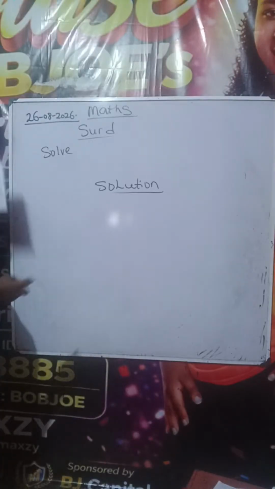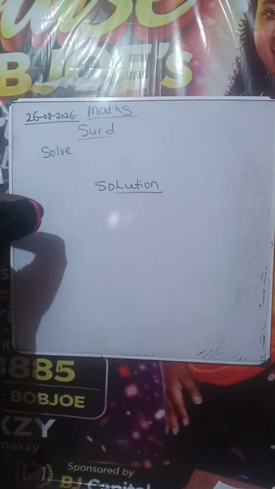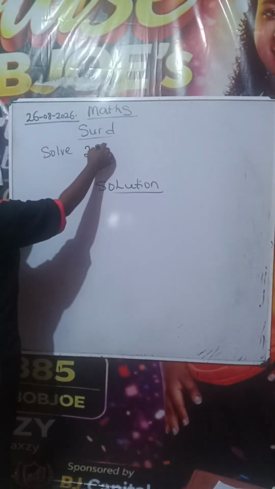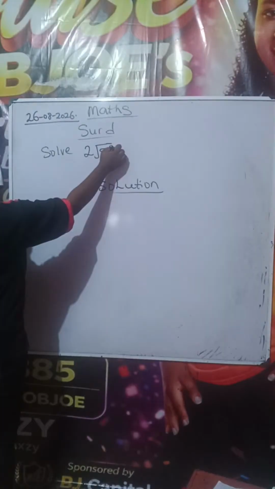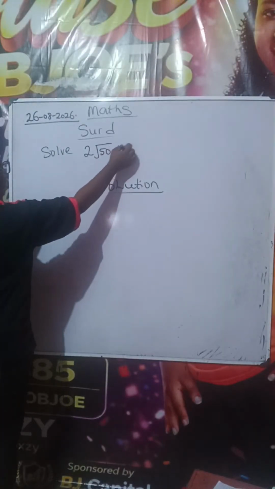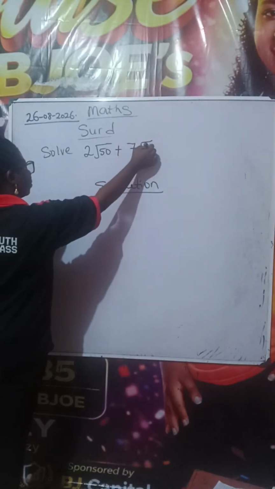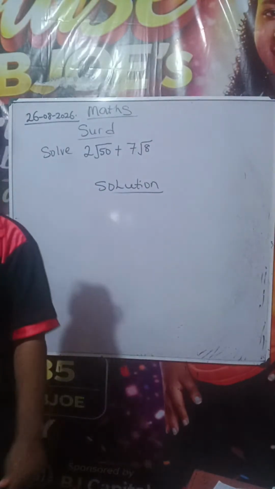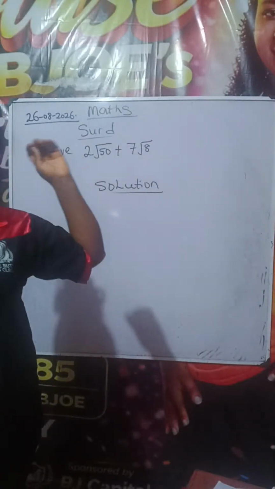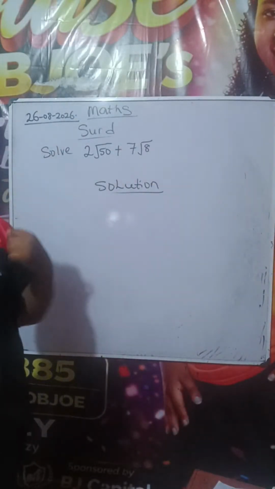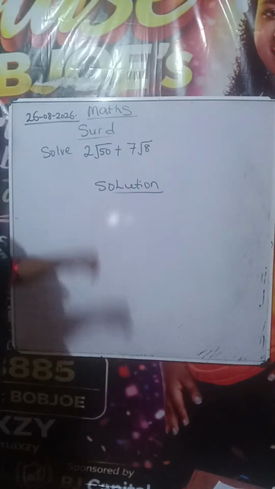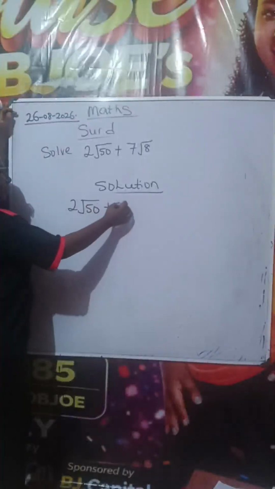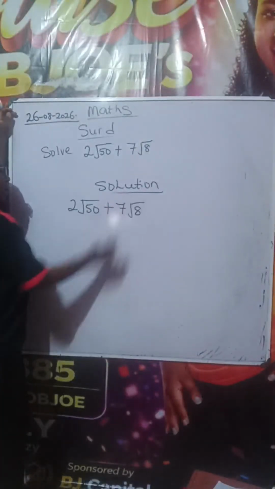Okay, now look at this. I have 2 root 50 plus 7 root 8. All right, now looking at this one, how do we solve this one? Looking at it like this, can we just add it now? Can we add it like this? When you have 2 root 50 plus 7 root 8, can we add?